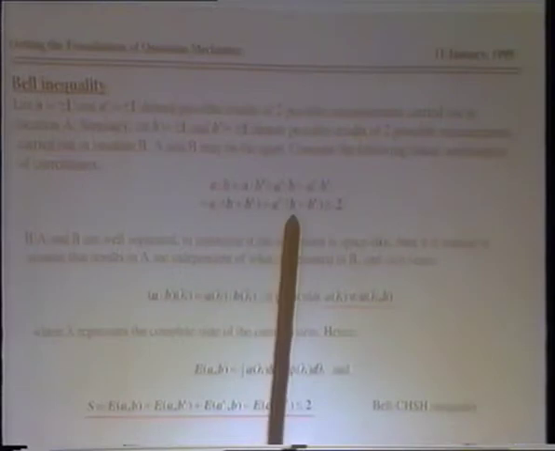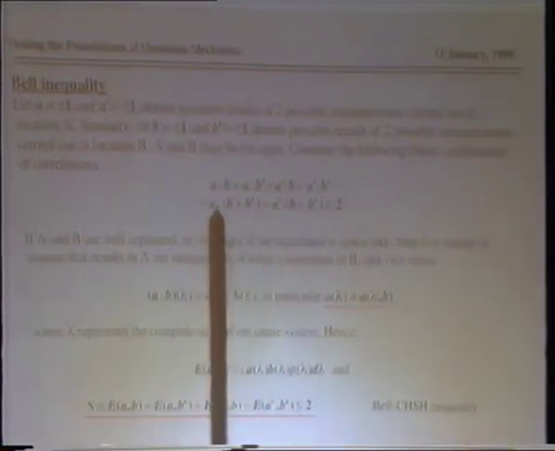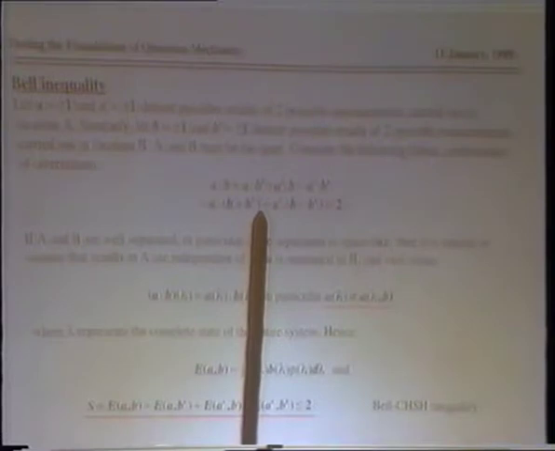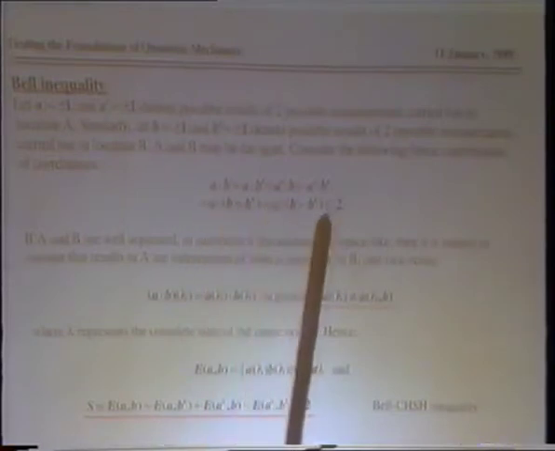And now there are only two possibilities. Either B is equal to B prime, and in this case the second term cancels, and the first term is clearly bounded by 2. Or, alternatively, B is equal to minus B prime. In this case it's this term which cancels, and the other one which is bounded by 2. So we get this elementary result that this combination is smaller or equal to 2.